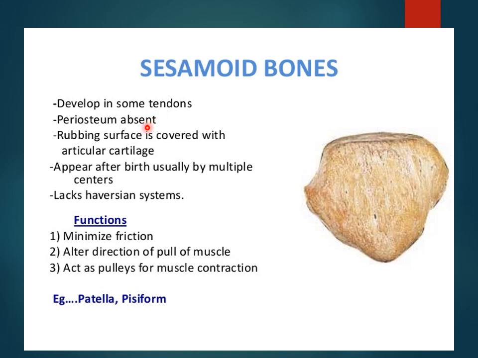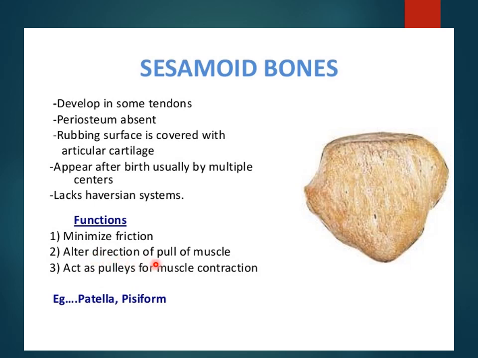The periosteum is absent on these bones, and their rubbing surfaces, which are towards the more friction side, are covered with articular cartilage, and they lack the typical Haversian system. The most important function of the sesamoid bone is that it helps to minimize the friction on the tendons. As these tendons cross the joints, where their muscles have to produce actions through their tendons, these bones minimize the friction on those tendons.